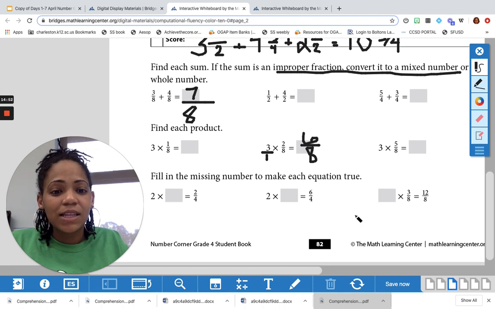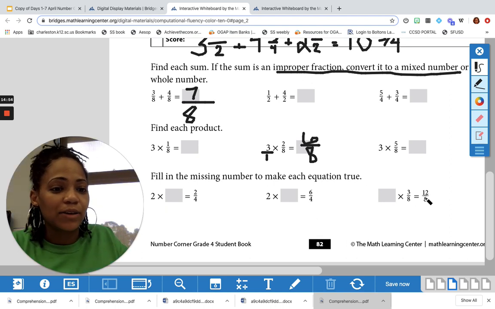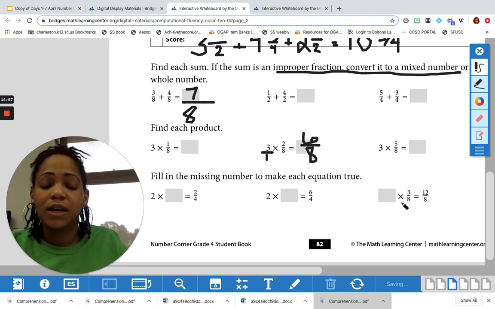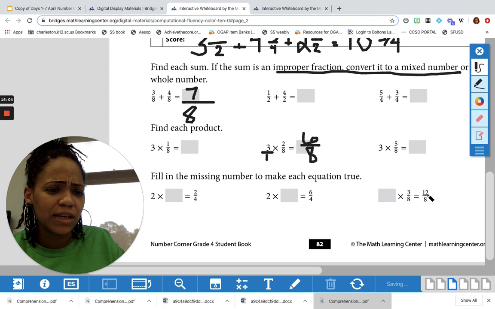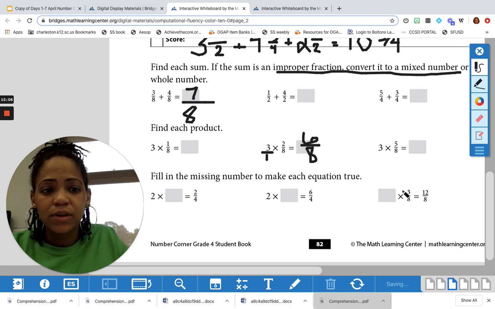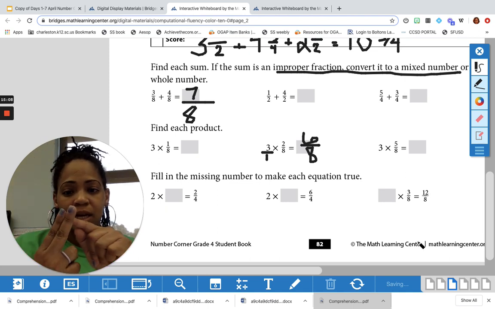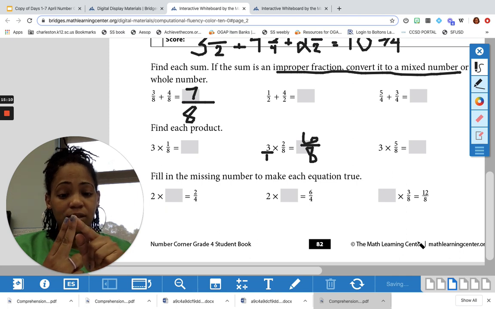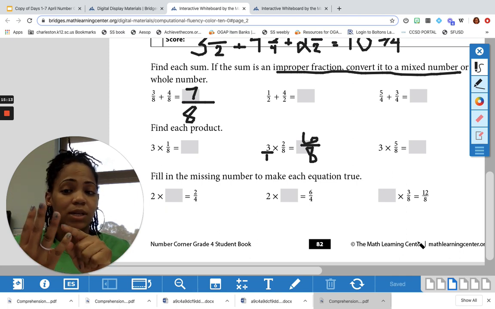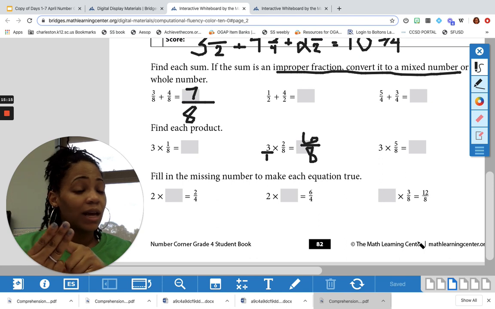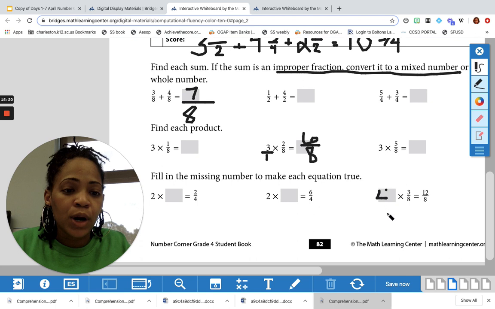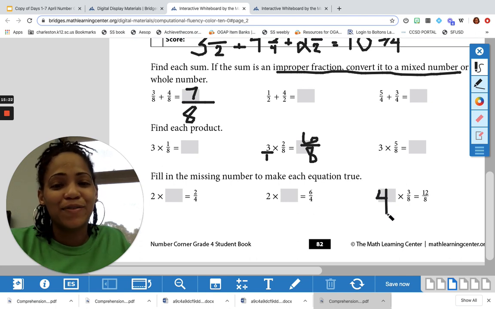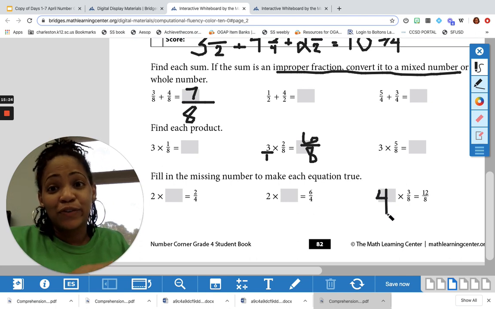Okay, and then in the last row, I'm just going to make it a diagonal. I want something times 3/8 to give me 12/8. So if you remember, I just told you, you multiply across, what times 3 would give you 12? Or I can think about it like this, 3/8 plus 3/8, that's 6/8, plus another 3/8, that's 9/8, that's not enough, gotta add another 3/8. I had to add 4 3/8 to give me 12/8. That's what you're doing for this page.